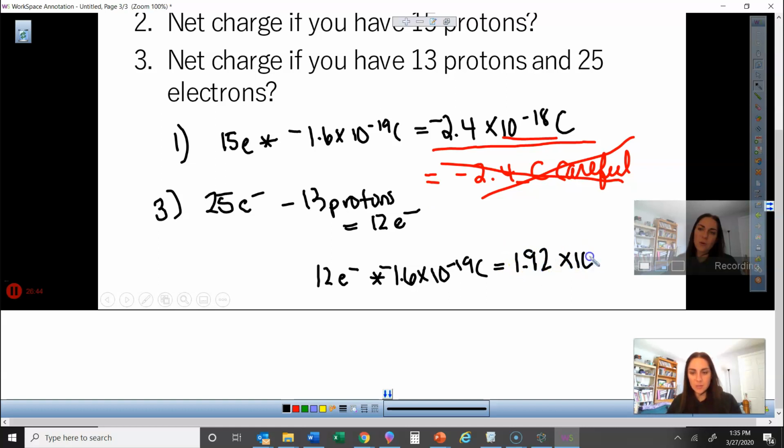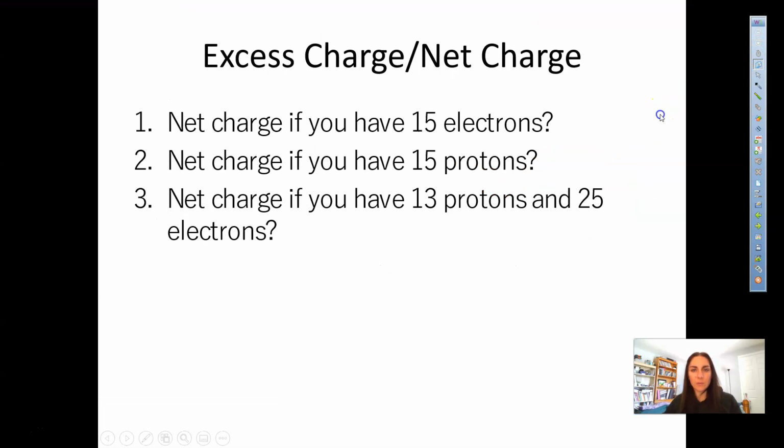1.292 times 10 to the negative 18 coulombs, like that. And there you have it. So that's net charge. Hopefully those don't seem too bad for you.